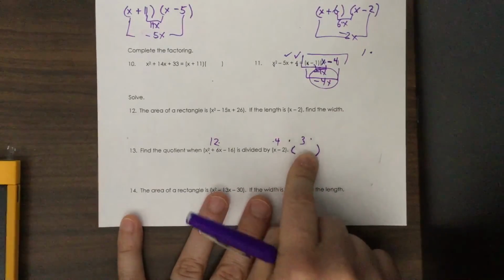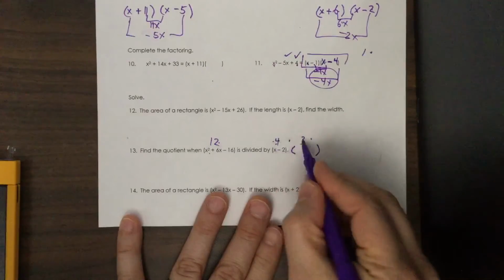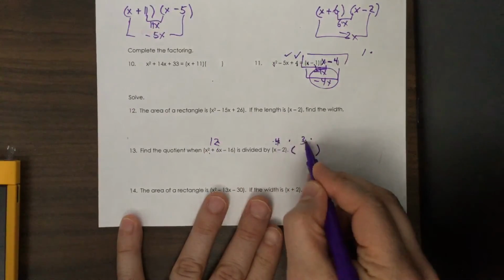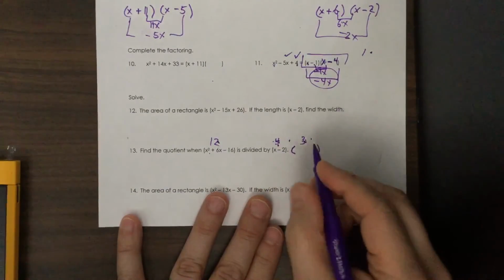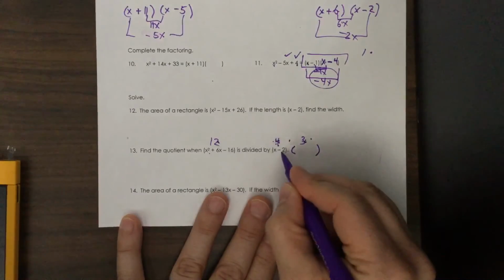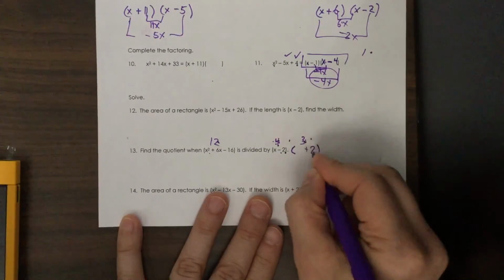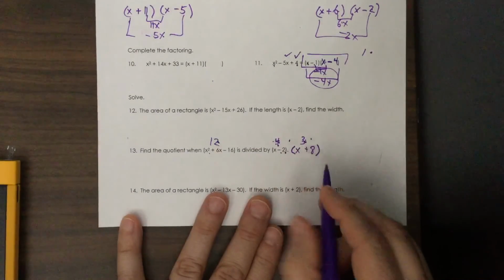I know it's a lot. You may have to pause it, rewind it. But basically, 4 times 3 is 12, right? Well, 12 divided by 4 is 3. And 12 divided by 3 is 4. Okay? So we're going to do this one right here. We need negative 2 times what is negative 16? Negative 2 times positive 8. And then you have your x right here. So there it is. Okay?